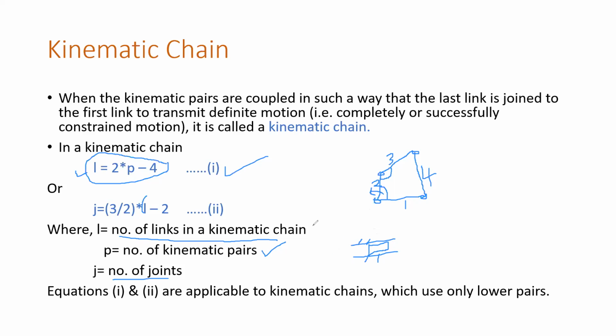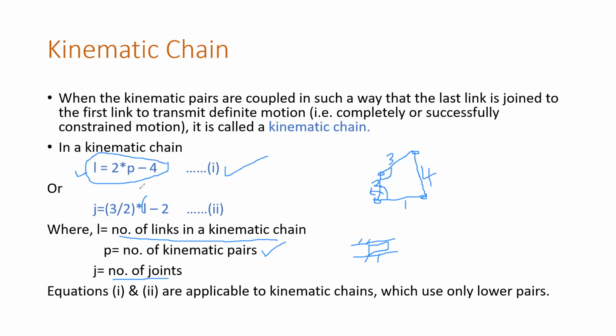So by counting the number of joints and the number of links, you can use the second equation to decide whether the given thing is a kinematic chain or not. Are you getting this formula, L is equal to 2p minus 4? Get it clear that L is the number of links and P is the number of kinematic pairs.